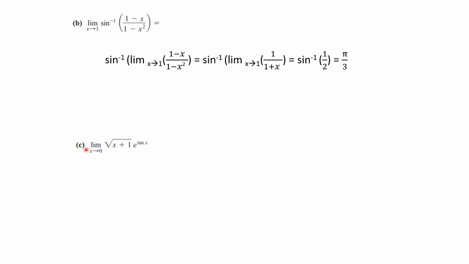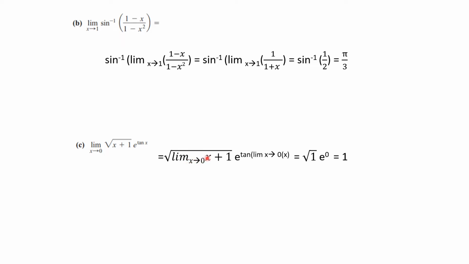The second question is, we want the limit as x approaches 0 of the square root of x plus 1 multiplied by e to the tan x. This we can deal with in the same manner. We have to take the limit inside and apply it on the x, and also on the second term, which is e to the tan x. We have to apply it at the x. So we will have the limit of x as x goes to 0.